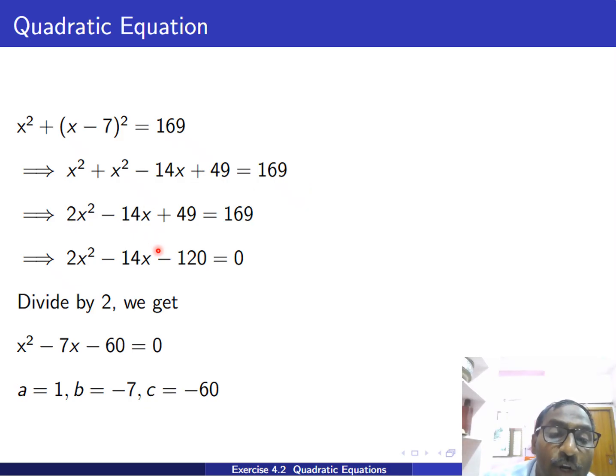2x square minus 14x plus 49 equal to 169. This implies 2x square minus 14x plus 49 minus 169, giving minus 120, equal to 0. Divide by 2, we get x square minus 7x minus 60. x square minus 7x minus 60 equal to 0. So a equal to 1, b equal to minus 7, c equal to minus 60.